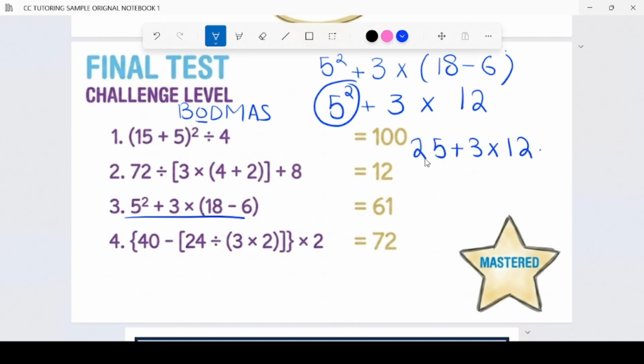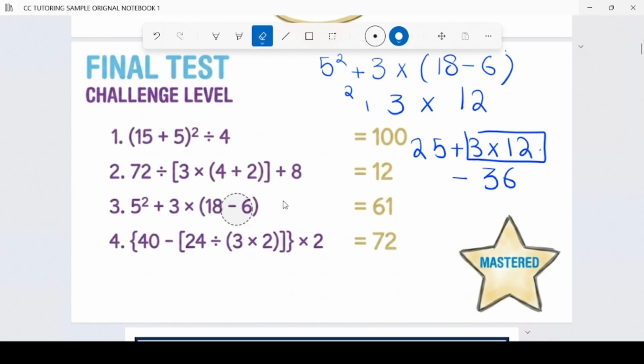Now you won't make a mistake by solving the addition first. Otherwise your answer will be wrong. 12 ones are 12, 12 twos are 24, 12 threes are 36. Now I have solved this part. 36 plus 25 is 61. So we are getting the answer again.